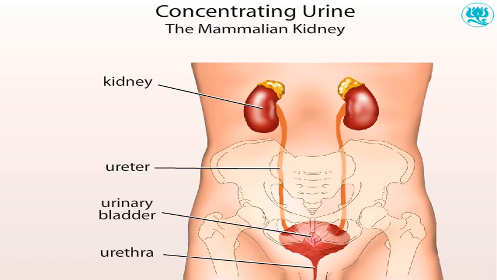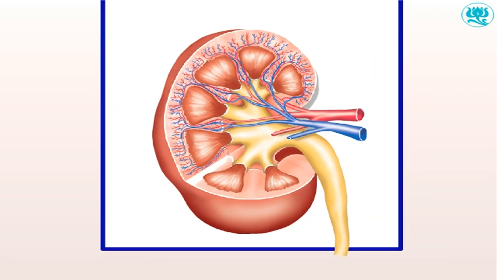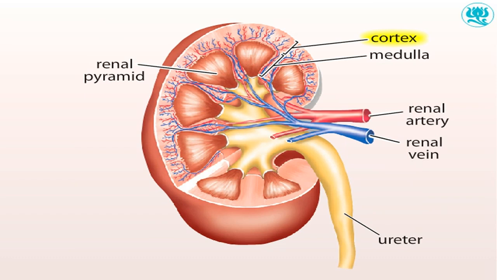The major excretory organ of mammals is the kidney. Humans have two kidneys located in the upper rear region of the abdominal cavity. The urine they produce is conducted to the urinary bladder through the ureters. The urethra drains the bladder. The internal structure of the kidney includes an outer cortex and an inner medulla.